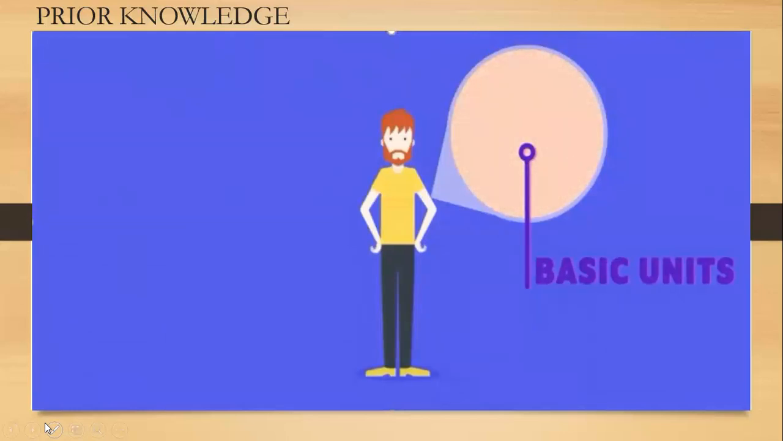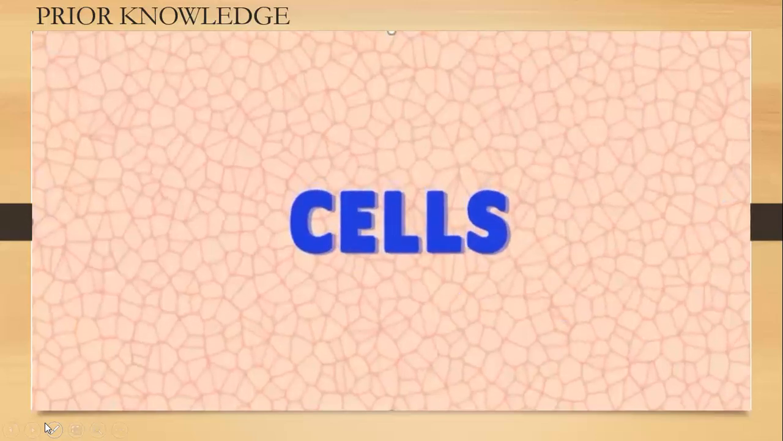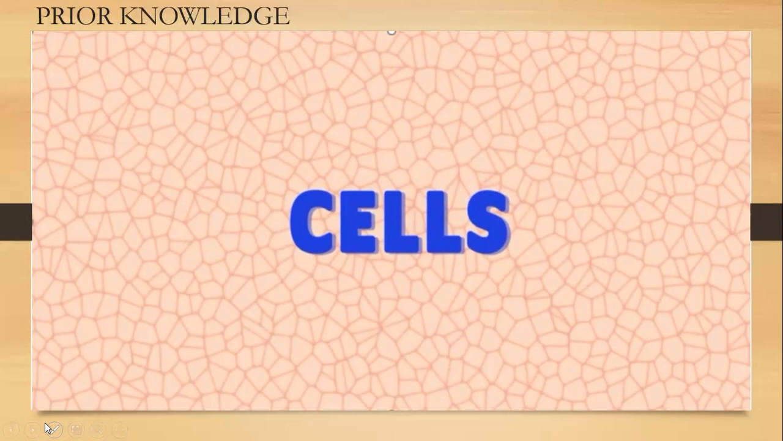Cell is the building block of all living organisms. That means each and every living thing is made up of cells. So in this lesson, we are going to study what is a cell, what are the different properties of cell, and how are they arranged.